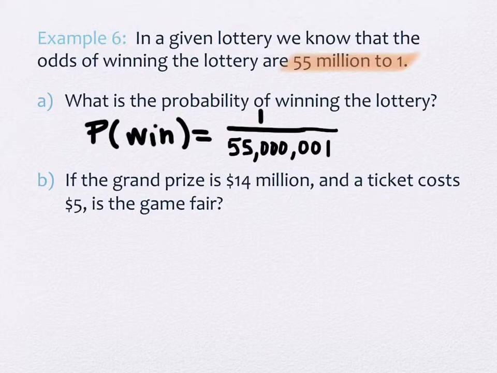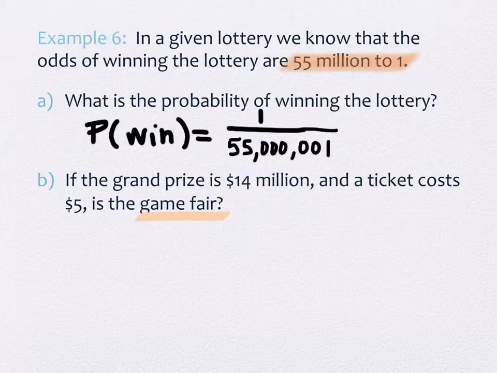So let's take a look then at Part B. Part B says, if the grand prize is $14 million and a ticket costs $5, is the game fair? So we talked about this phrase, a game being fair, last time. I meant to underline it. Do you remember when it said that a game was fair? If not, go back and look through your notes and see if you can find where it said when a game was fair.